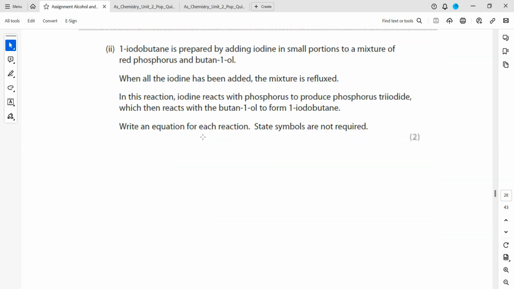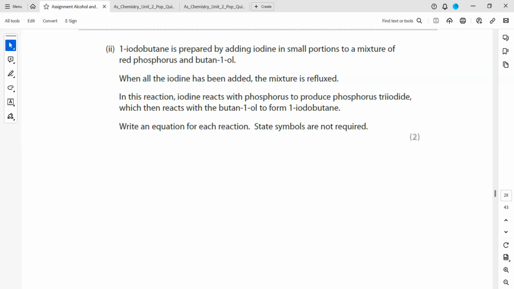1-iodobutane is prepared by adding iodine in small portions to a mixture of red phosphorus and butan-1-ol. When all the iodine has been added, the mixture is refluxed. In this reaction, iodine reacts with phosphorus to produce phosphorus triiodide, which then reacts with butan-1-ol to form 1-iodobutane. Write an equation for each reaction. State symbols are not required.